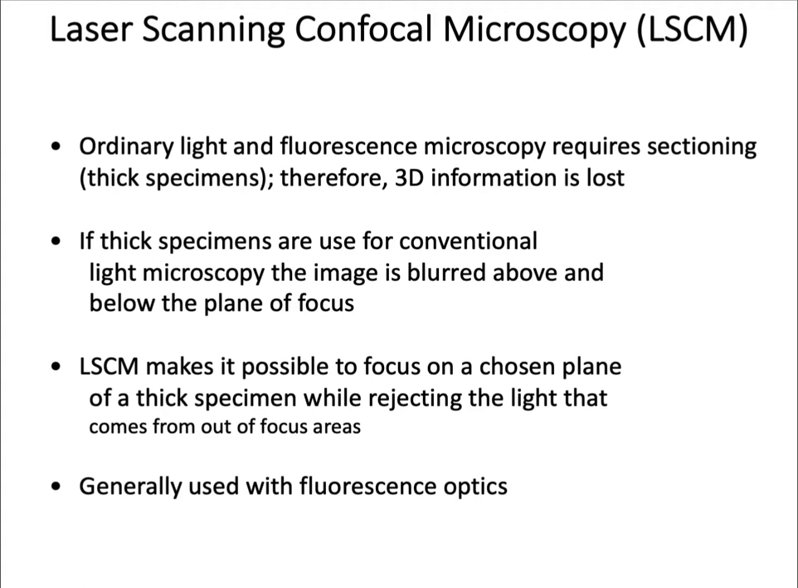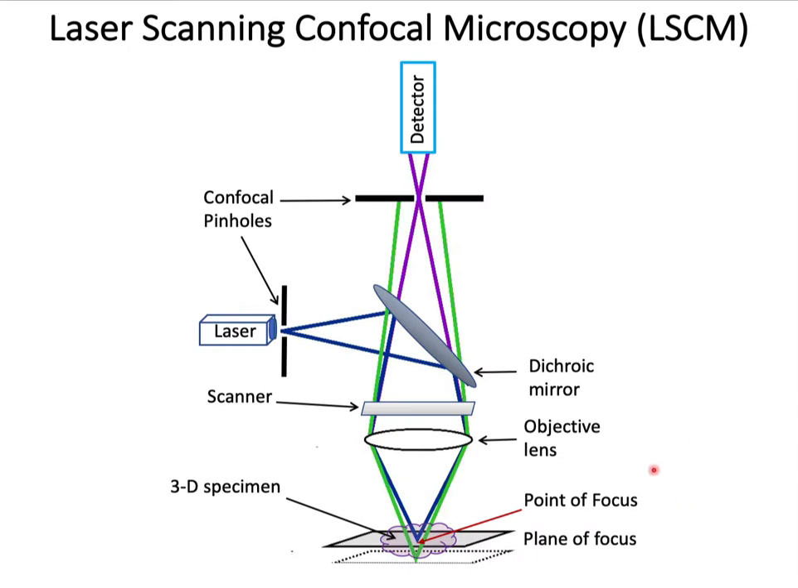This is a variation on fluorescence microscopy and usually uses fluorescence optics. So here is a diagram showing the concept of laser scanning confocal microscopy. It is very simple and elegant. The major advantage is that you can use a thick specimen and you don't have to section it, so you can preserve the three-dimensional information and collect 3D information on the sample.